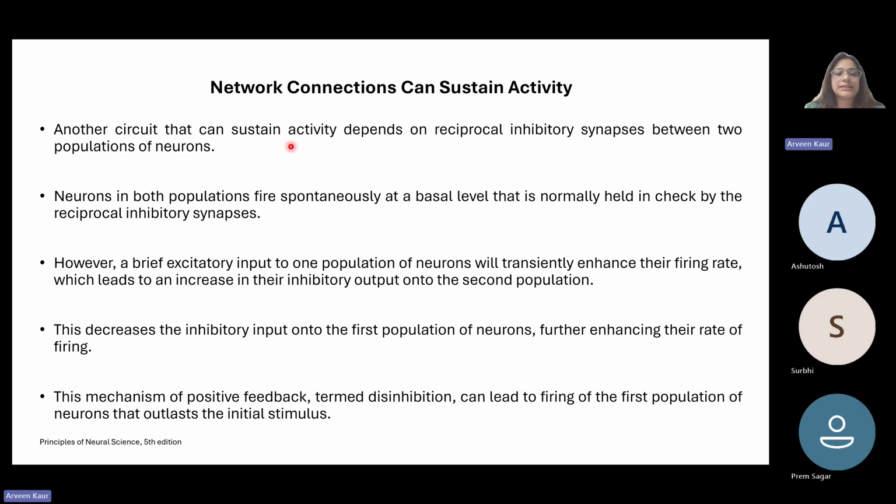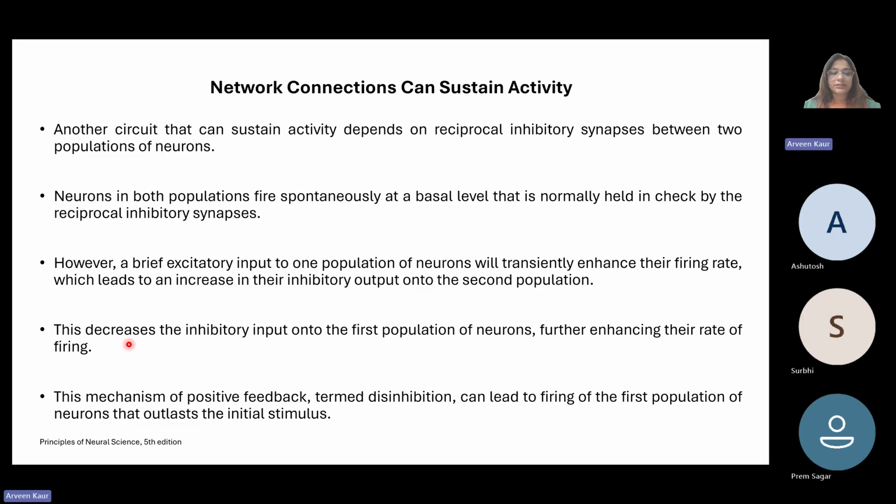Another circuit that can sustain activity depends on reciprocal inhibitory synapses between two populations of neurons. When we visually see it, you will understand it better maybe. These neurons in both populations fire spontaneously at the basal level, and that is normally held in check by the reciprocal inhibitory synapses, right? So there is a normal basal level activity that is going on. But if there is a brief excitatory input into one of the populations of neurons, it will transiently enhance their firing rate, which leads to an increase in their inhibition because they are working more. So because they were anyway inhibiting these neurons, now they will inhibit these neurons even more, right?